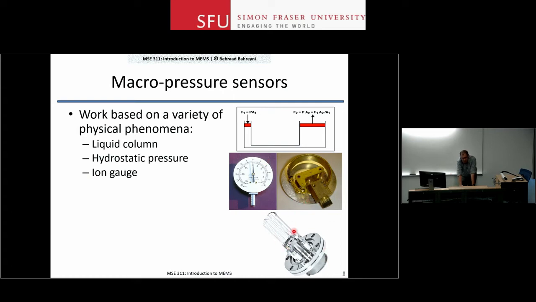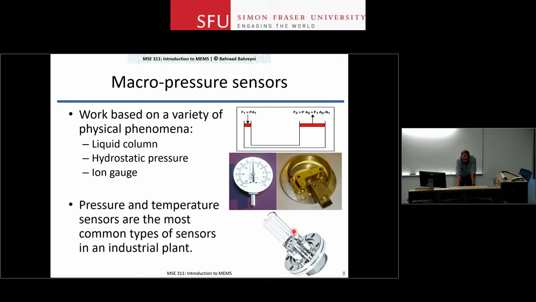In this case, you produce ions, and then you have an electrode that is collecting them. How much of those ions you collect is a function of how much of the gas in the environment you ionize, which depends on the pressure. And all in all, the pressure and temperature sensors are probably the most common industrial sensors out there. And maybe next to them will be magnetic sensors in terms of application.